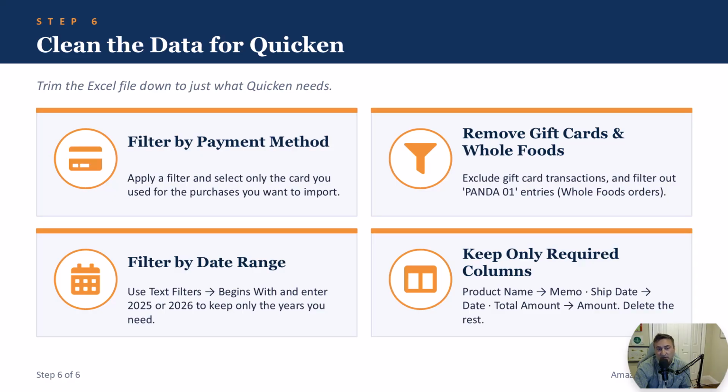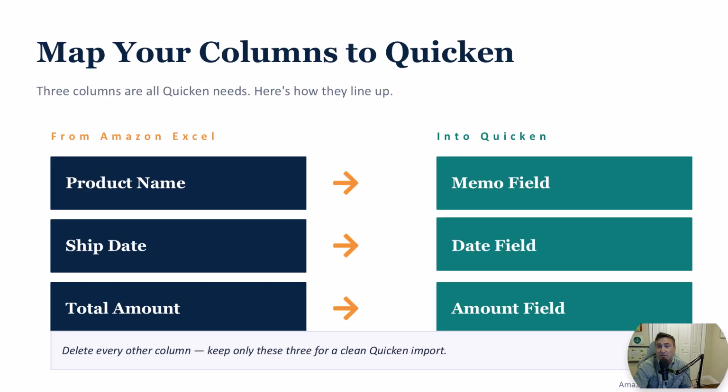So just a little preview of what that is going to look like. We're going to map this product name to the memo field in Quicken, the ship date to the date field, the total amount into the amount field.